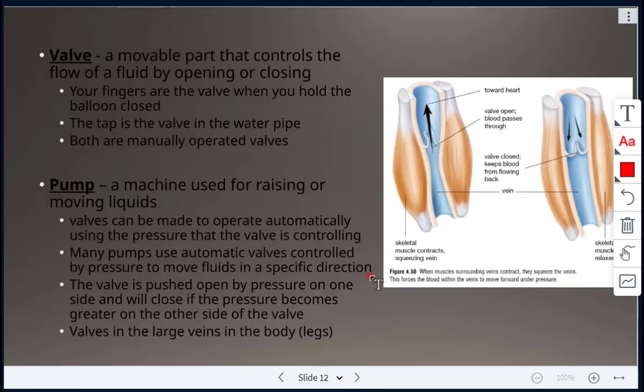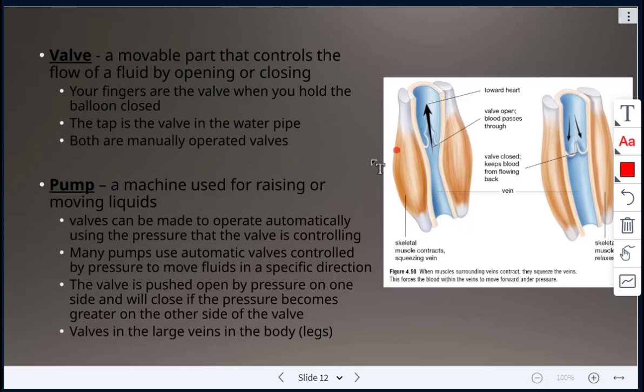Here in the body, we have a valve. It's a movable part that controls the flow of a fluid by opening or closing. So here in our veins, we have valves. You may remember when we did our unit on cells and systems. All right, so when blood passes through, the valve will close. It'll prevent the blood from flowing backwards. So that's in our veins.